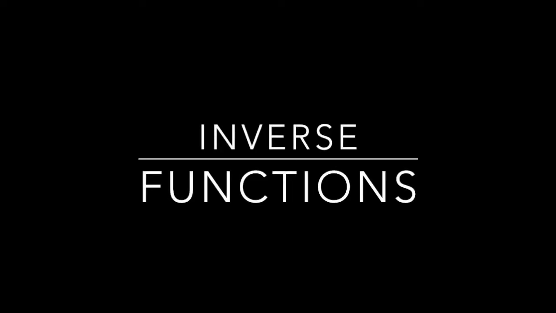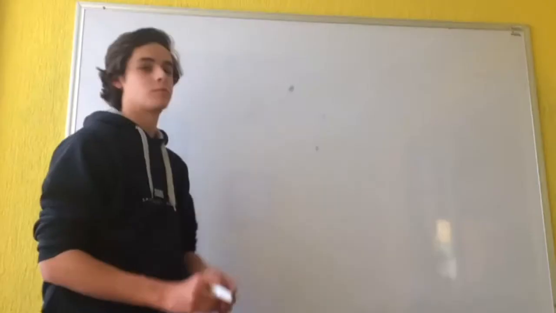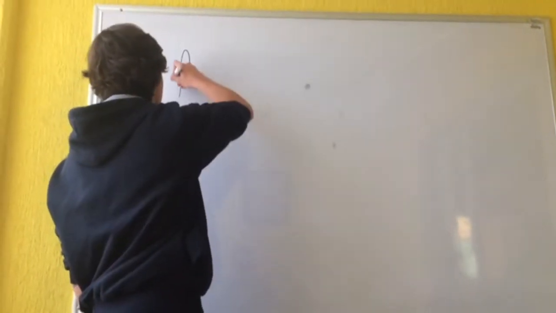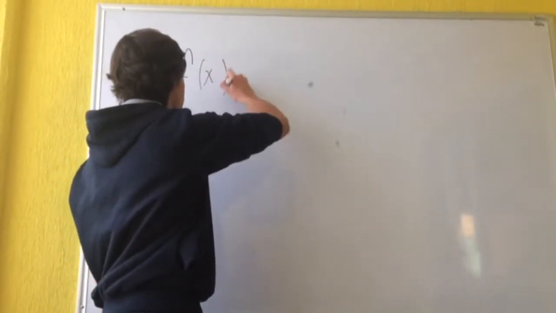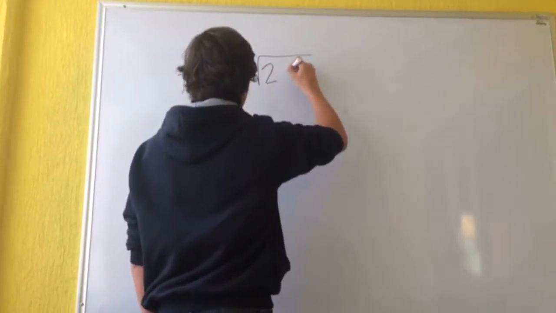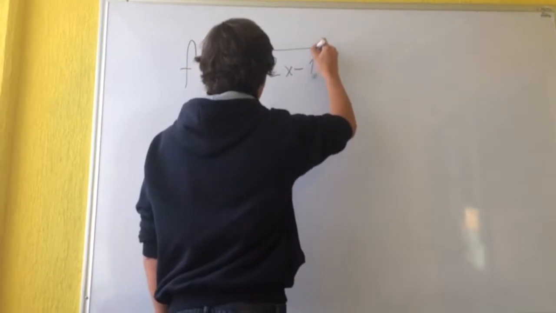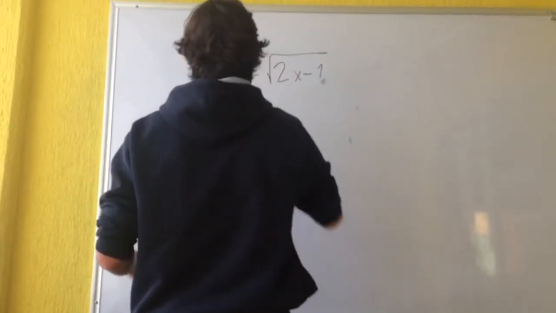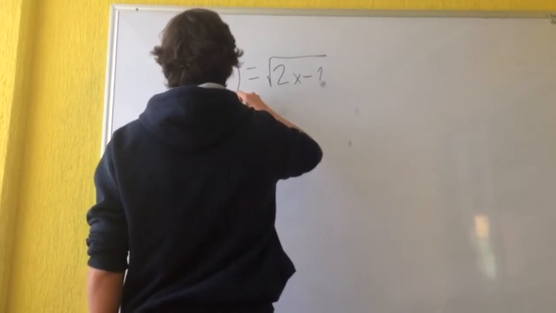Hello, so today we are going to learn how to calculate an inverse function. For example, today we're going to use this example, which is f of x equals square root of 2x minus 1. The first step we are going to do is set f of x equal to y. So we got y equals square root of 2x minus 1.